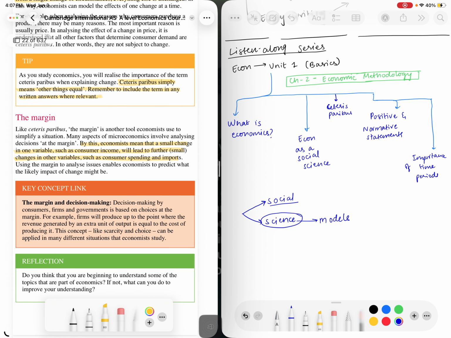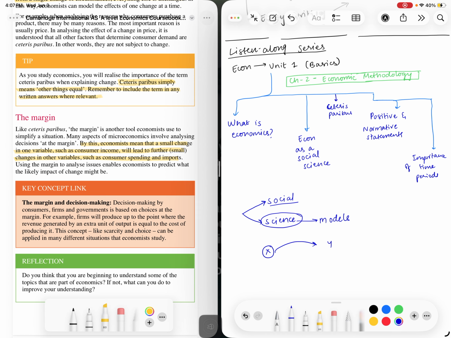Next part is the margin. The margin is another tool basically to simplify situations. It says that one small change in X leads to a change in Y. Like here the example says, a small change in consumer income will lead to further small changes in other variables such as consumer spending and imports. Now, if your consumer income has increased, your consumer spending also might increase by a little bit based on how much your income has increased, right? So a small change in one variable has led to small changes in other variables, right?